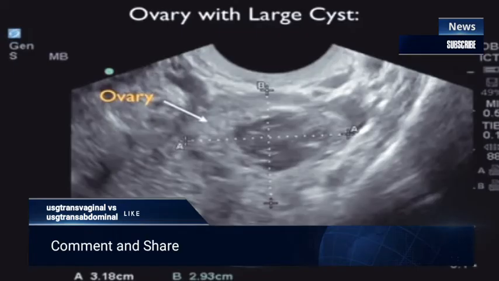In this still image, we'll measure the outer boundaries of the ovary to accurately size the dimensions of the ovary. And we can see the calipers coming across as indicated by the A and B, measuring 3.18 centimeters and 2.93 centimeters in dimension, well within the normal dimensions of an ovary, which usually should be between 2 to 3 centimeters in dimensions.